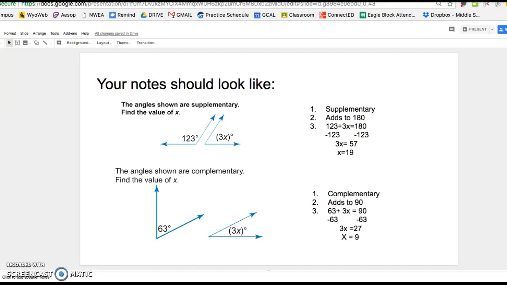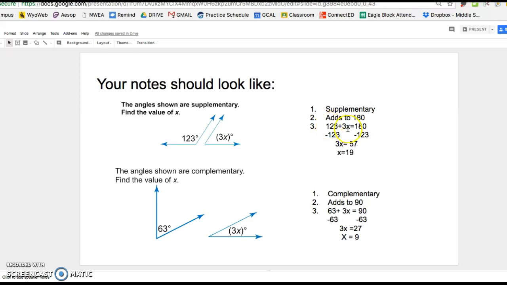Okay, so for the first one, it said in the directions that it was supplementary. So question 1 would be supplementary. The second piece it would add to 180. And again, this is repetitive and it's a lot of practice, and I want it to be because the more you practice this, the more you write this down, the more of a habit it becomes. So we want it to become a habit so that way you're not missing pieces.